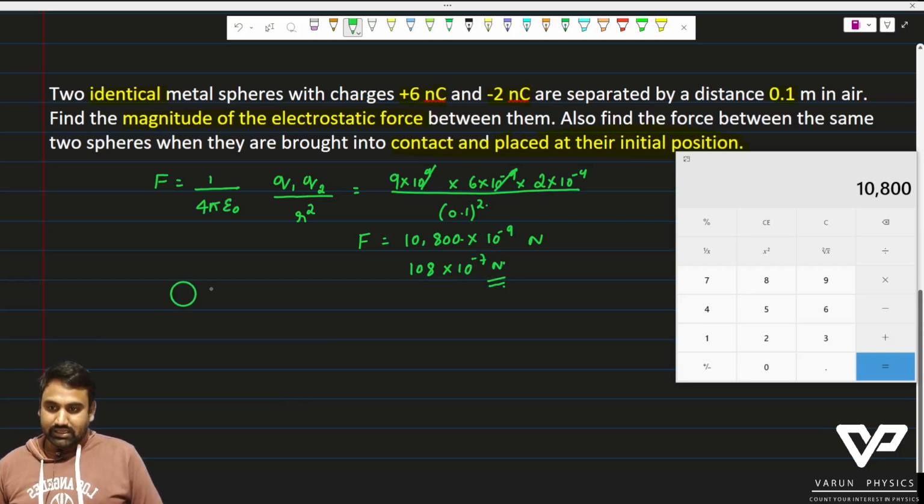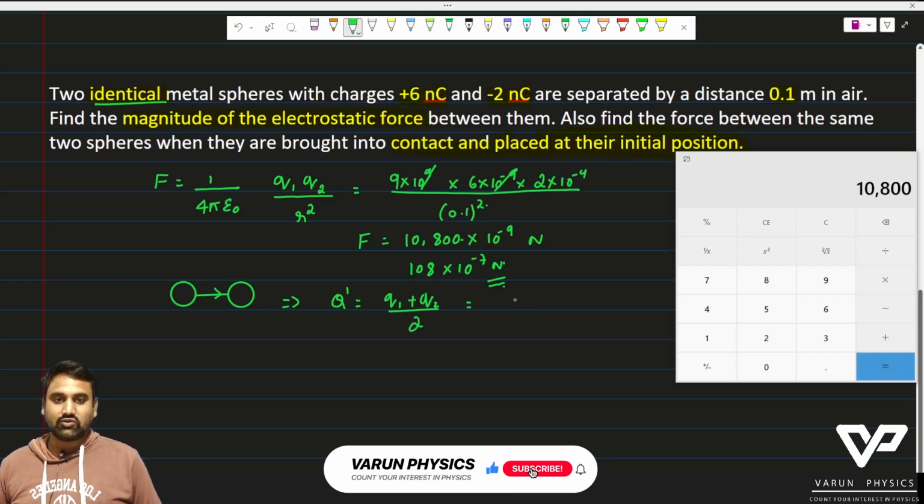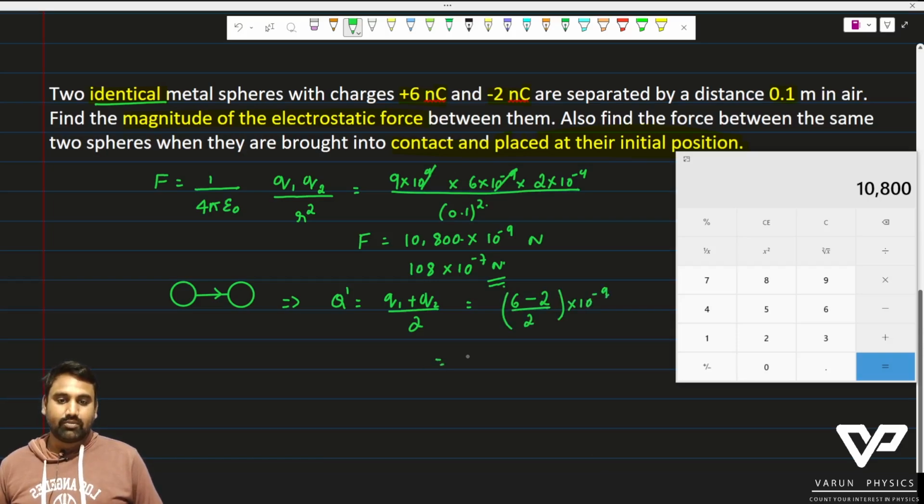When two bodies are joined together, already we have spoken about this many times. If you join them, what happens? Since they are identical, the total charge will be averaged on it. That is, the new charge q prime is equal to q1 plus q2 divided by 2, that is equal to 6 minus 2 divided by 2 into 10 to the power of minus 9. Taking common for both, 6 minus 2 is 4 divided by 2 into 10 to the power of minus 9, that is equal to 2 into 10 to the power of minus 9 coulomb. This is the new charge on each sphere.